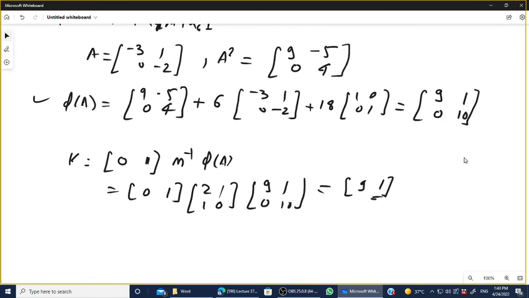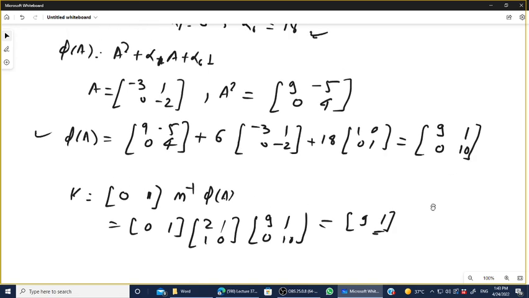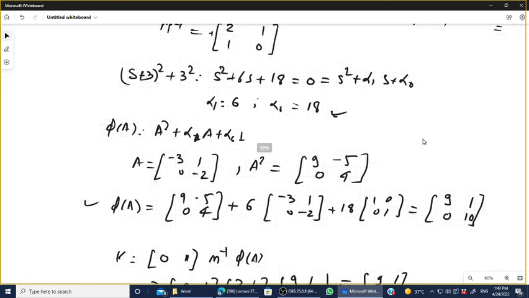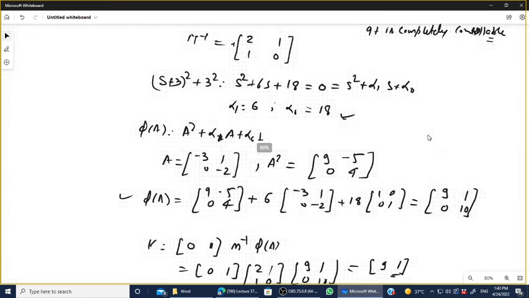So you can design the controller with the help of Ackermann's formula with a more easy approach. It is one of the easiest approaches by which you can design the controller.